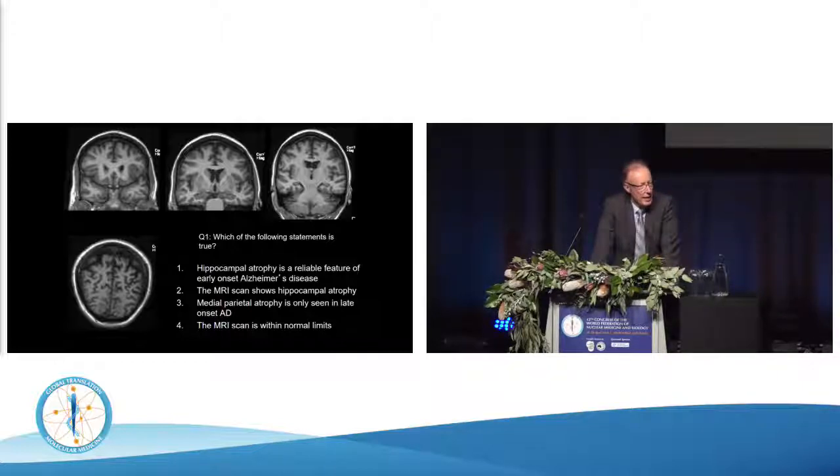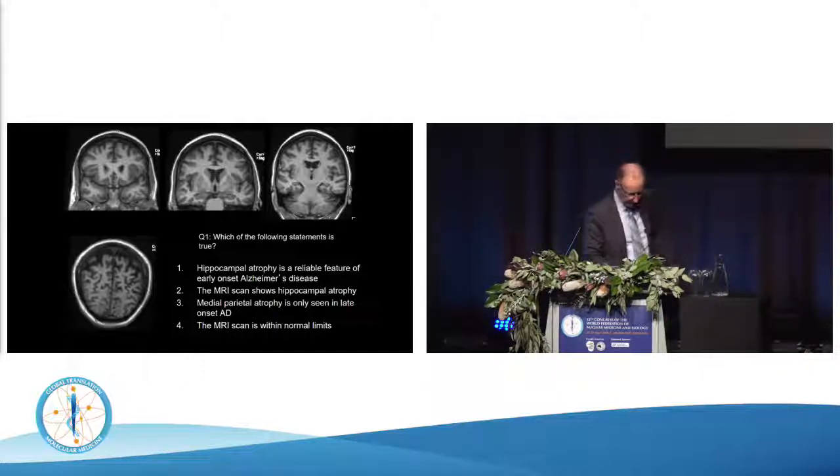So firstly, hippocampal atrophy is a reliable feature of early onset Alzheimer's disease. True or false? Those that think it's true, please raise your hands. Those who think it's false, raise your hands. Correct. Hippocampal atrophy is often not seen in early onset Alzheimer's disease, and that's defined as before the age of 65. The MRI scan shows hippocampal atrophy.